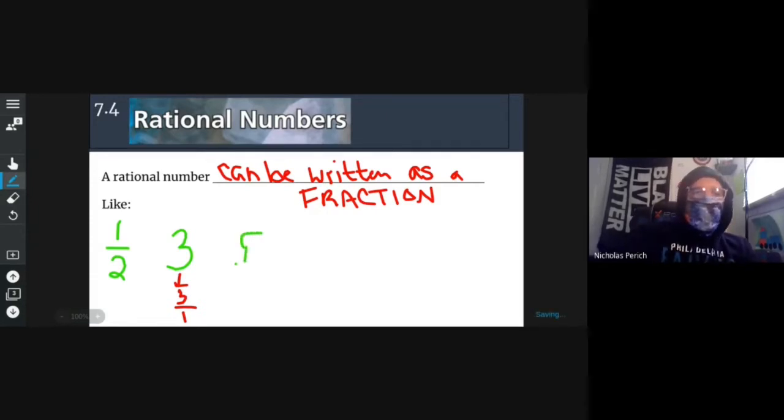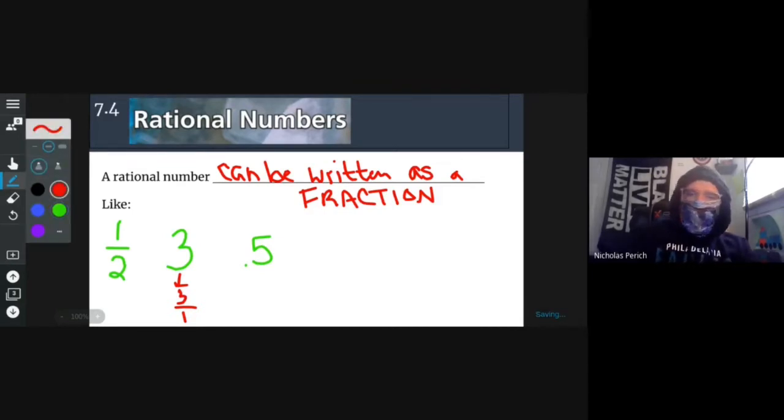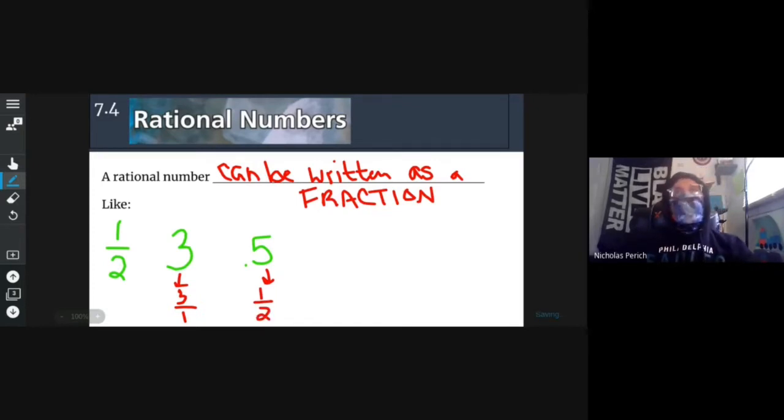How about 0.5? And you're like, nuh-uh. 0.5 is not a fraction, it's a decimal, Mr. Perich. Check this out, young bull. You're wrong. Check that out, dumb burger.